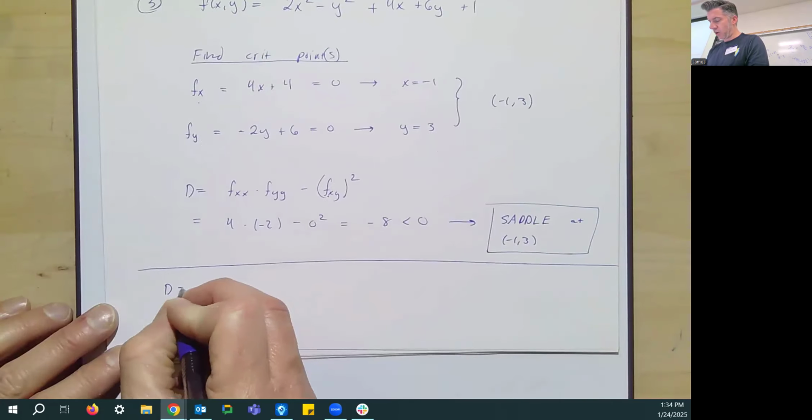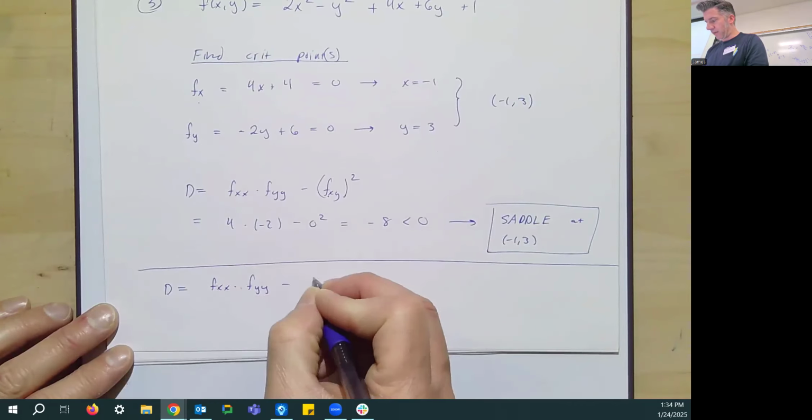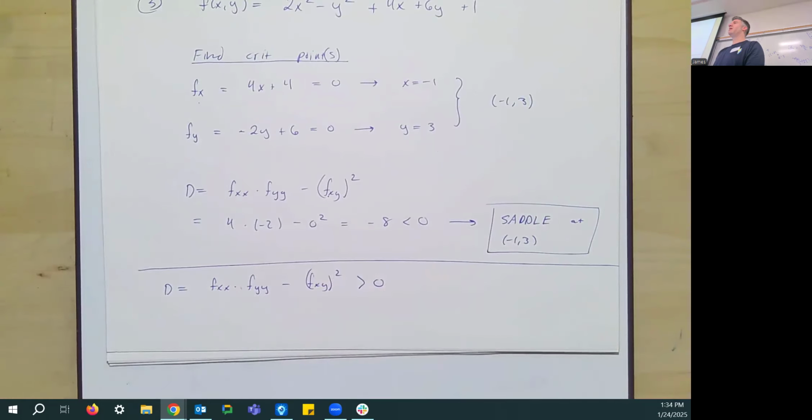If this quantity here is positive, is it possible for fxx and fyy to have different signs? Could fxx be positive and fyy be negative? Well, what if they were? A positive times a negative is negative. And if you subtract something positive, because it's squared, it has to be positive, it's going to be more negative. So the answer is no.